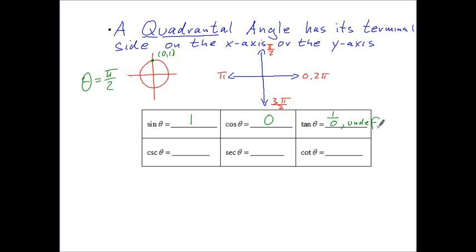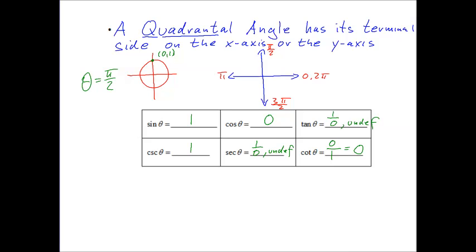Now let's look at our reciprocal functions. The cosecant is 1 over the sine. 1 over 1 is still 1. The secant is 1 over the cosine. 1 over 0. Well, that's another one that's undefined. And the cotangent is the reciprocal of the tangent, 0 over 1. Oh, yeah, we can do that, but that is just 0. So keep that in mind.